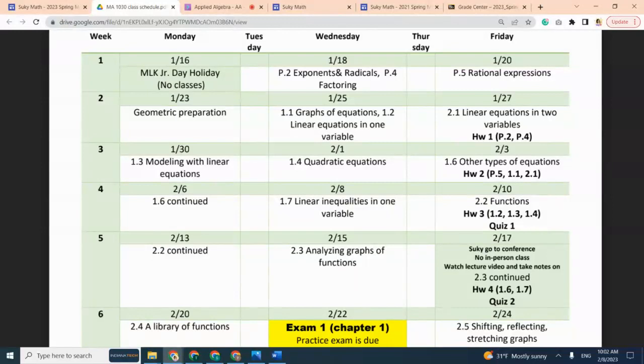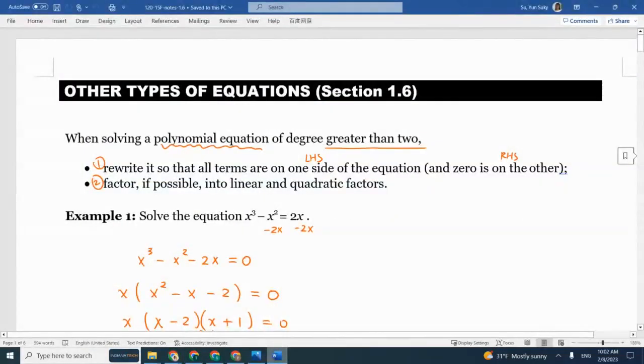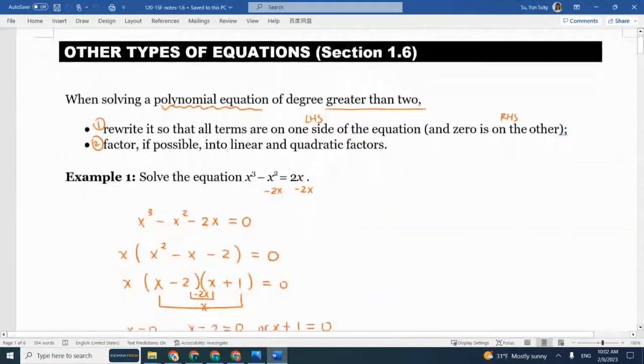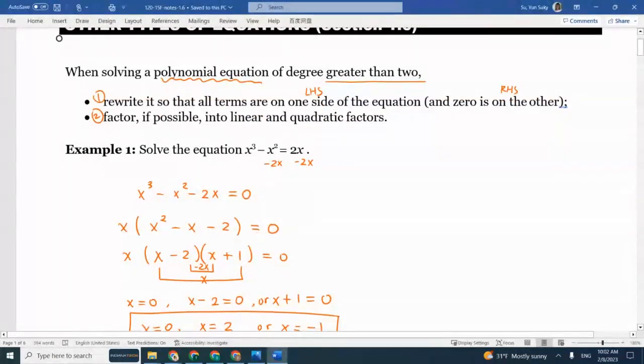All right, so that's the quiz. Let's continue to talk about section 1.6. We were solving equations, right? We talked about polynomial equations, where we move all the terms to the left-hand side and then try to factor. Do you remember that? For those of you who missed class, please make sure you watch the recording and take notes. If you have questions, ask me. Don't wait, ask me.